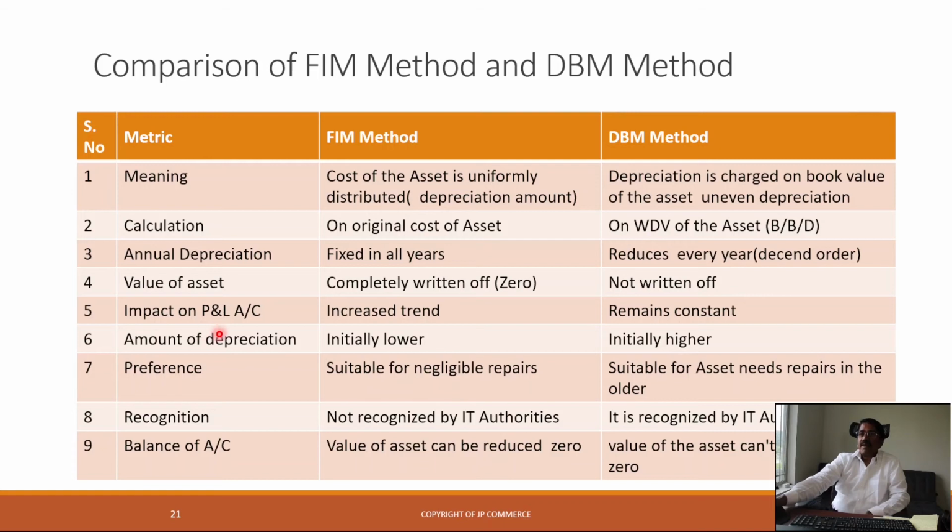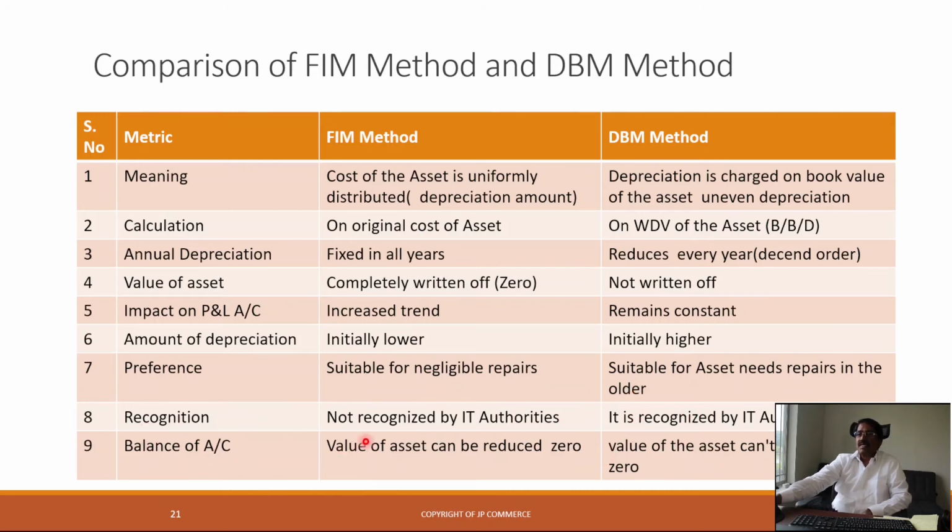Value of the asset here is completely written off up to 0, and in the other method it is not written off to 0. Impact on profit and loss account: in the fixed method the charge remains constant, whereas in the diminishing method we provide a high amount of depreciation in the initial years and a lower amount in the later years, so it is balanced overall. Now preference: the fixed method is only suitable for assets which need negligible repairs. The diminishing method is suitable for assets which need repairs only when the asset becomes older.